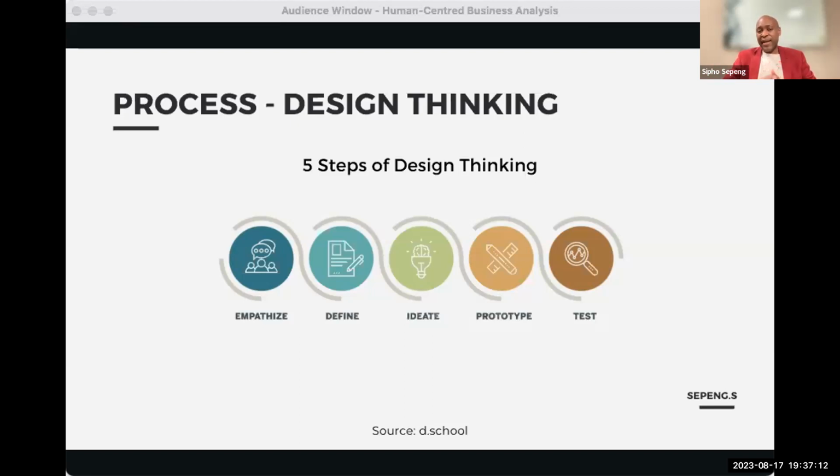And so define. I know you're still thinking about the why then story, I'll get to that. So define refers to how we then synthesize all of those insights that we would have collected as part of our empathize phase. And through that, reframe the problem.